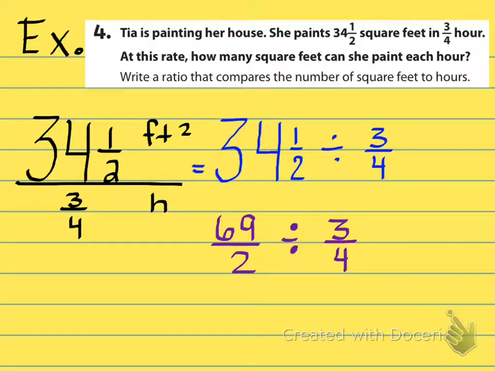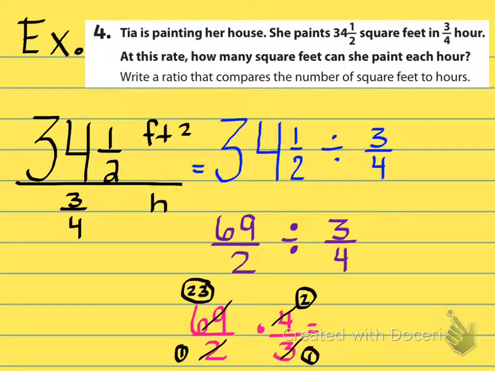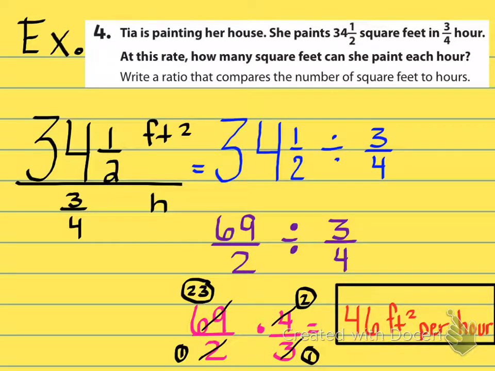And now in the next step, we're going to keep flip change. Now once we keep flip change, you should be able to identify some things that you can cross simplify. So as you can see, we went ahead and divided out the 3 and divided out the 2. So now at the top, we have 23 times 2, which is going to give us 46 over 1. So we get 46 feet squared per hour. So that's how many square feet she can paint each hour. And don't forget to put a box around your answer.